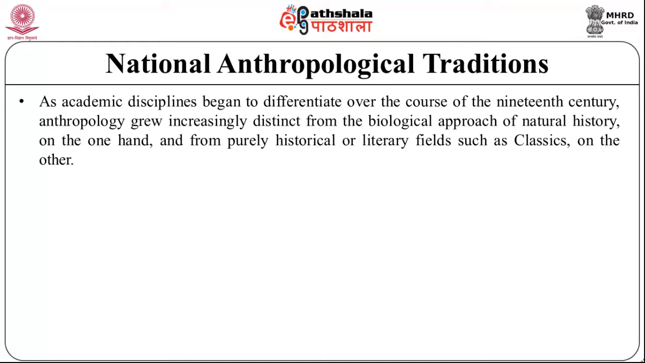As academic disciplines began to differentiate over the course of the 19th century, anthropology grew increasingly distinct from the biological approach of natural history on the one hand and from purely historical or literary fields such as classics on the other. For instance, museums such as the British Museum were not the only site of anthropological studies with the new imperialism period. Starting in the 1870s, zoos became unattended laboratories, especially the so-called ethnological exhibitions or Negro villages. The savages from the colonies were often displayed nude in cages in what has been called human zoos.